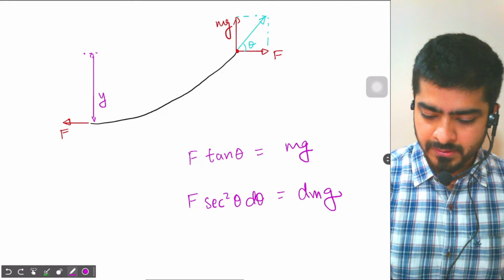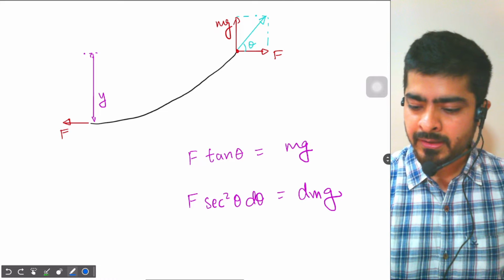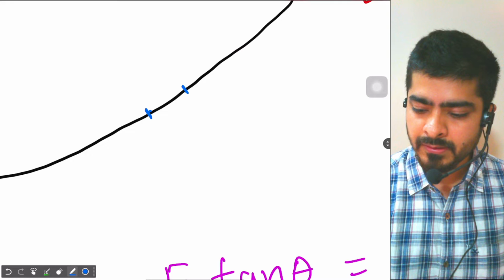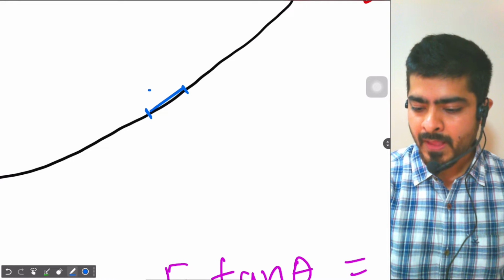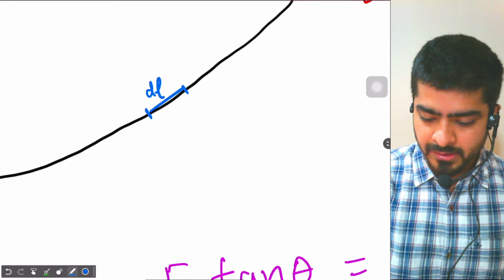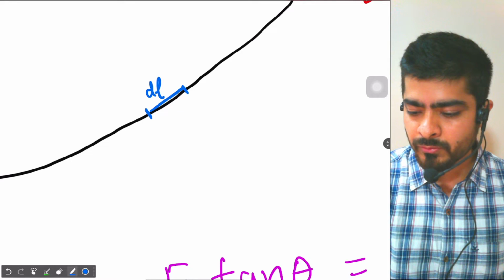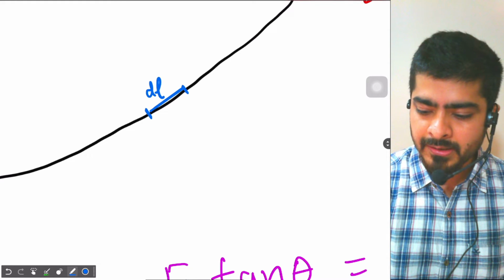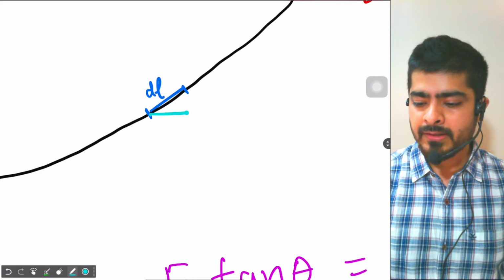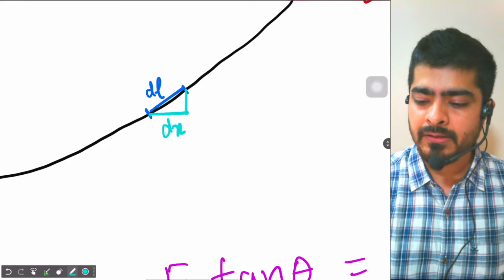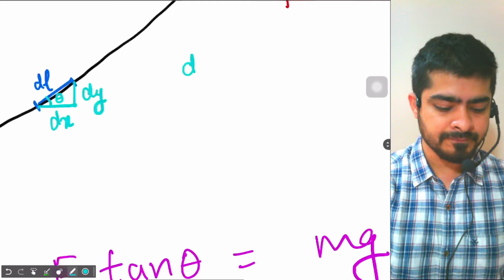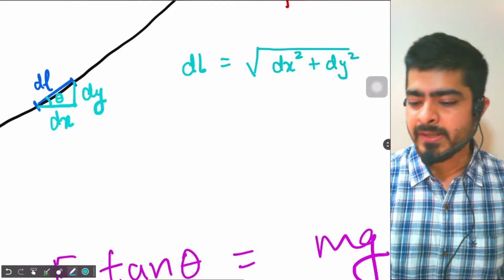So for example, somewhere in the rope I take a small section of length dl. Okay, then its horizontal component will be equal to dx and vertical component will be equal to dy, and let's say the angle over here is theta. Then I could write that dl will be equal to root of dx square plus dy square. Okay, right. This is basic Pythagoras theorem.